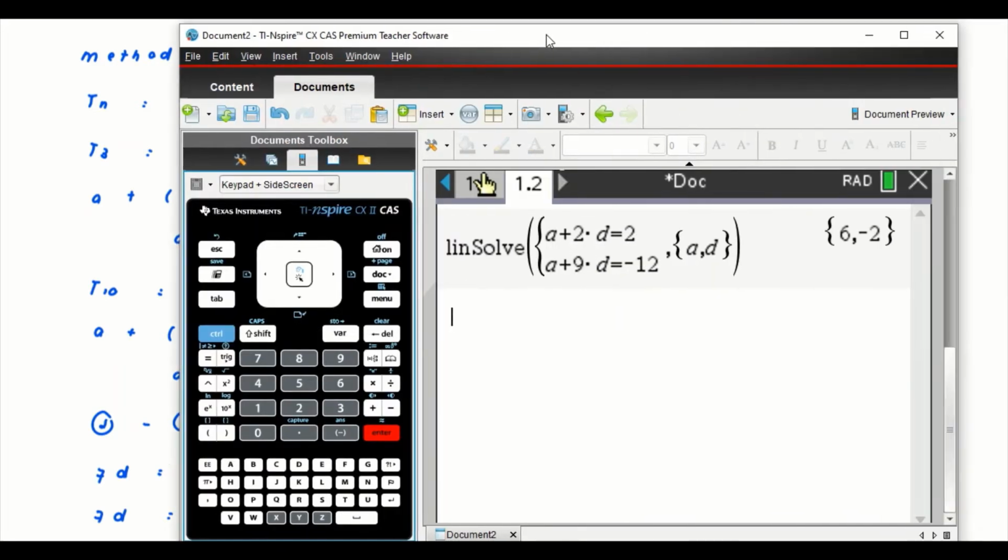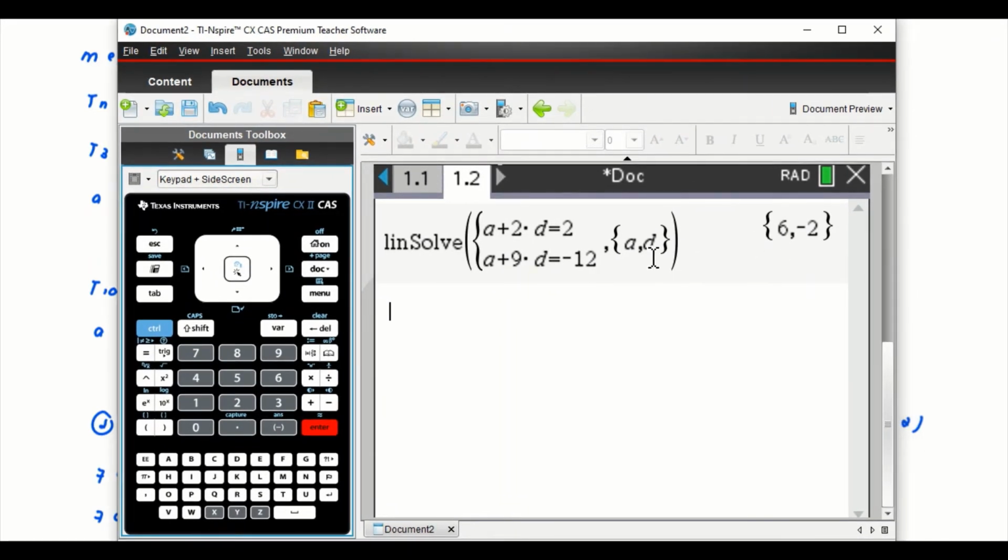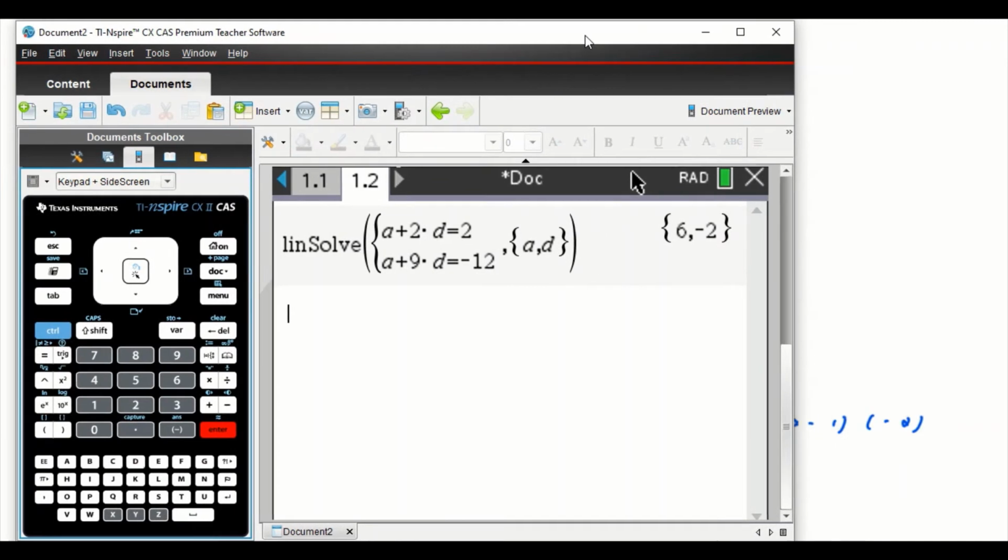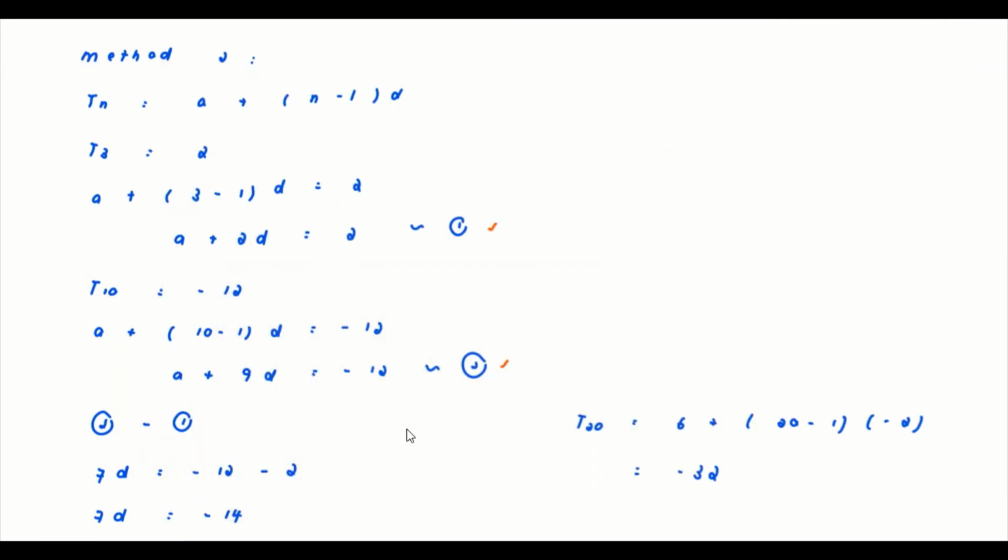Then the calculator will actually show you the two numbers. The first one is the first variable here, which is a. So a is equal to 6. Then after that, d is equal to negative 2. So you see you get exactly the same thing as what we got here. So a is 6, then d is negative 2. Then you use your answer to substitute back into the equation, then we can get the answer. So I think that's pretty simple.